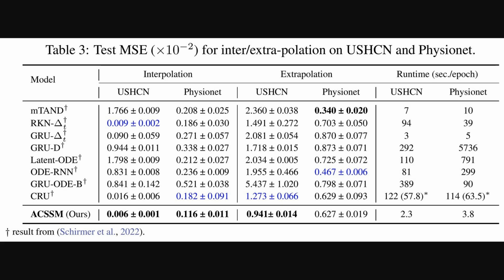Following up on that strong classification accuracy, Table 3 now digs into the test mean squared error for interpolation and extrapolation tasks. Interpolation, that's filling in missing data points, while extrapolation is predicting future values. Again, lower test mean squared error is better, and these scores are scaled by 10 to the minus 2. The amortized control of continuous state space model shows really strong results. For instance, on USHCN, it achieves top scores of 0.006 for interpolation and 0.941 for extrapolation. It also performs very well on PhysioNet and is notably efficient, with runtimes around 2 to 4 seconds per epoch.